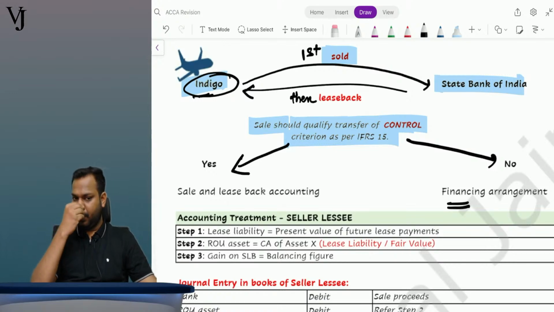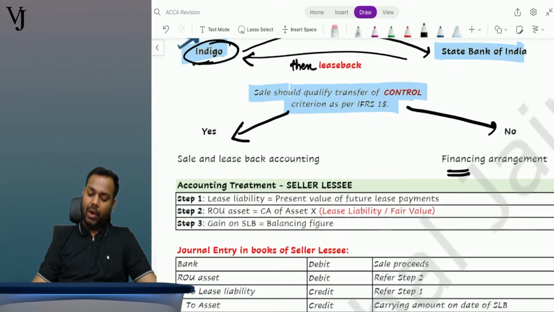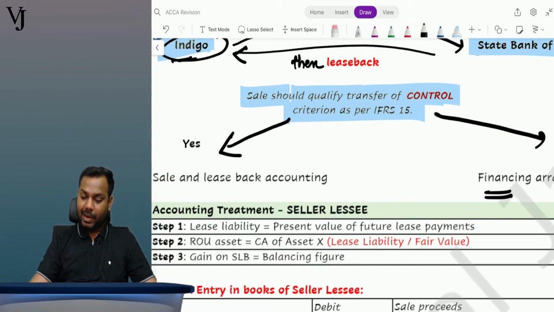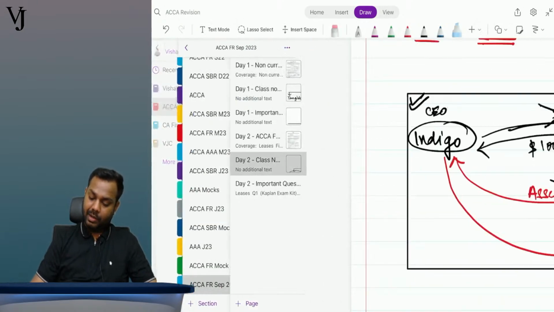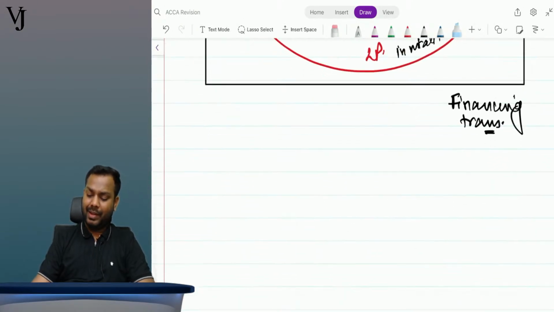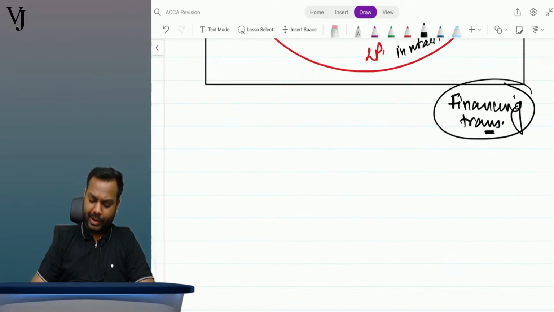Is it clear, everyone? Now, tell me, how do you measure your lease liability? The lease liability is measured. Okay, fine. I'll explain this way. If it is a financing arrangement, fine, you can do the accounting of it. Now, I am discussing sale and leaseback accounting.